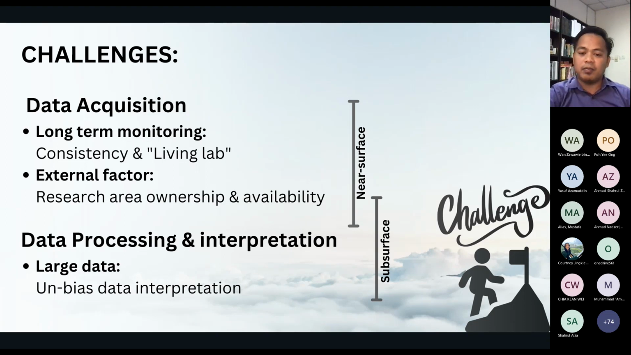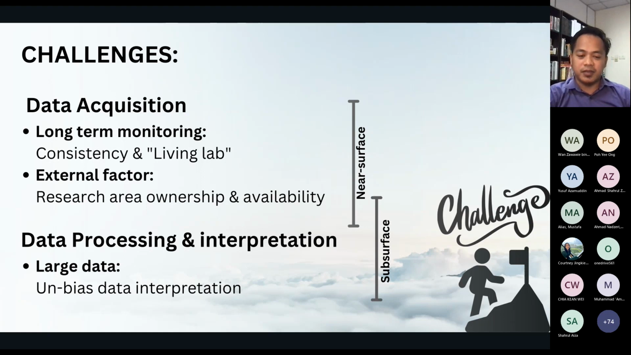But it's not really happening for the subsurface, because for subsurface the monitoring is normally offshore. So when offshore, you need to deal with the government or the ownership of the land, let's say Petronas or whatsoever, the management. So you have to deal with one party, instead of near surface, where you have to deal with a lot of people and so on.